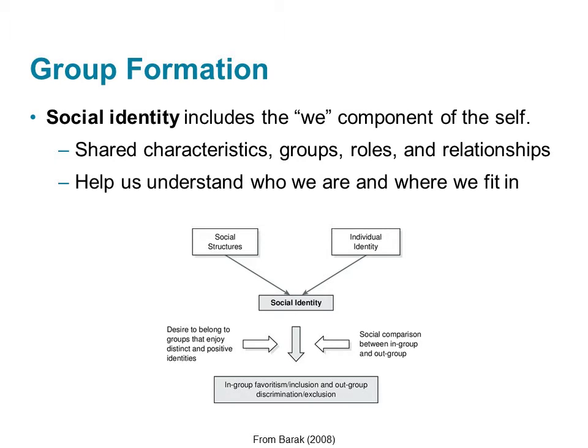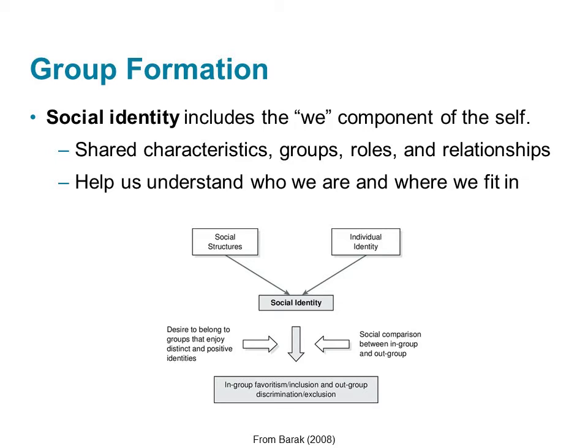Now let's take a look at how groups form. A person's social identity includes the we component of the self. It includes the shared characteristics, groups, roles, and relationships of someone's identity. Social identity is created through a combination of the social structures of a society and based on an individual's identity. Who a person is in social situations makes up their social identity.